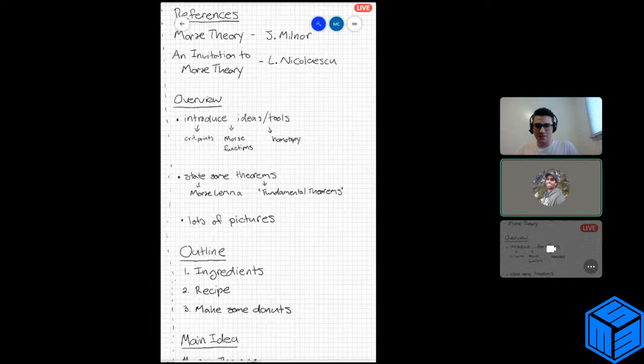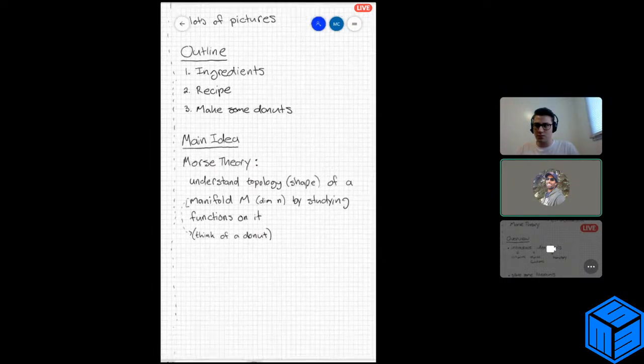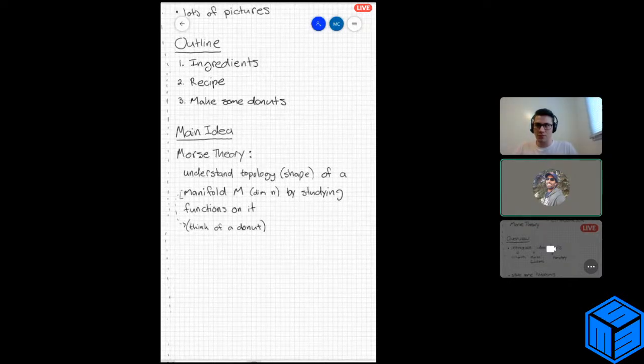The outline as a whole for this is, well, I'm talking about making donuts. So I'm going to tell you the ingredients. I'm going to tell you the recipe, and then we're going to make some donuts. A quick last thing before I get to actually writing stuff down is, casually veiled in the witty humor that is the title, this is a talk on Morse theory. The main idea is that we want to understand the topology, or the shape, of a manifold. I'm always going to call it dimension n. And if you have no clue what a manifold is, just think about a donut, by studying functions on that manifold, or donut.